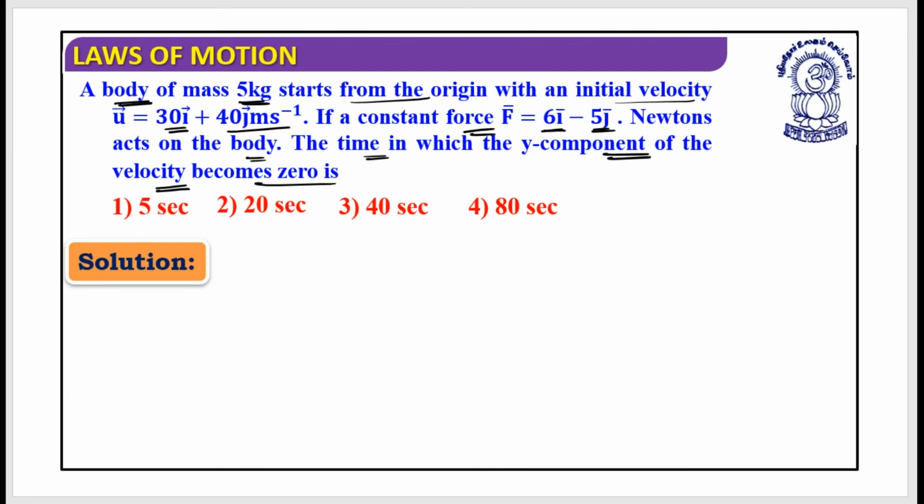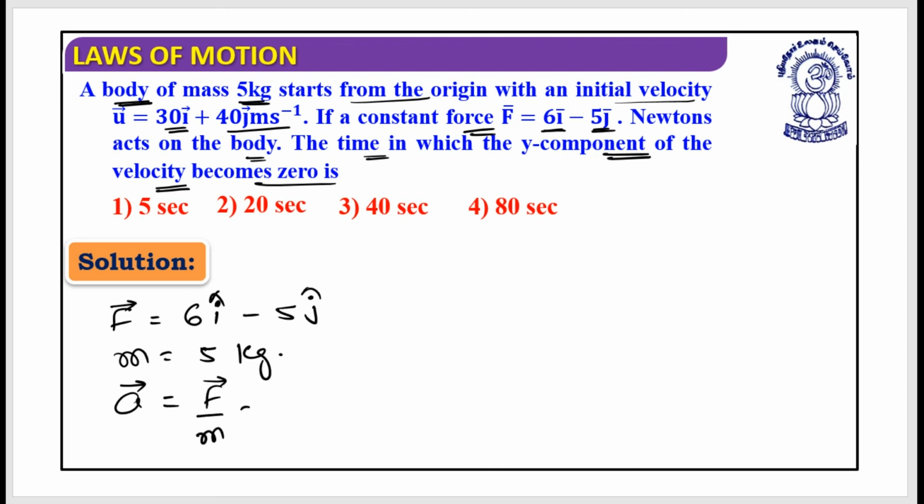So how could I do this? What I understood is that the force is given, and this force is equal to 6i cap minus 5j cap. Even the mass of the object is given, which is equal to 5 kg. So from this the acceleration could be calculated. This acceleration would be equal to F divided by m, which could be written as 6 by 5 i cap minus 5 by 5, which is equal to 1 j cap.